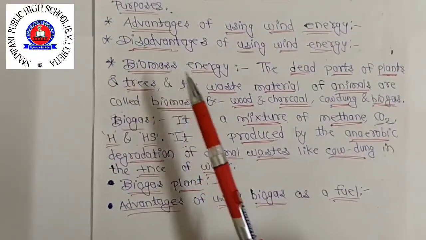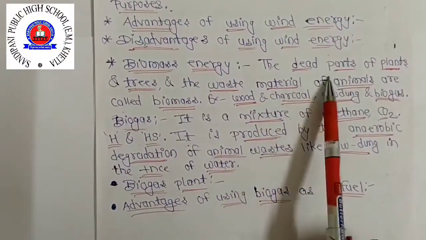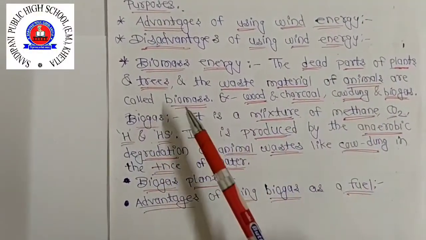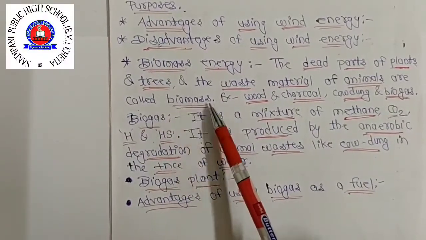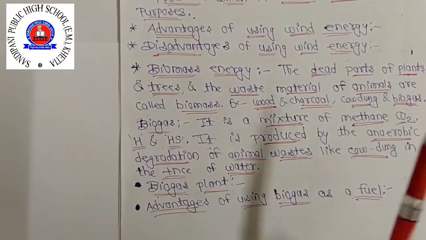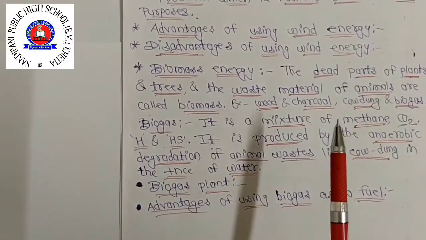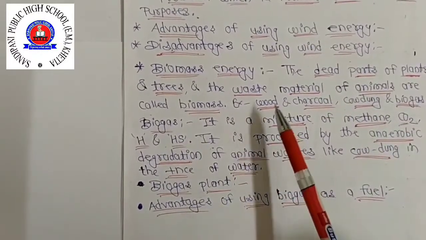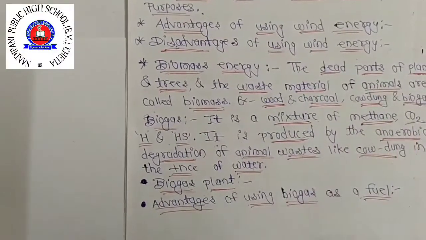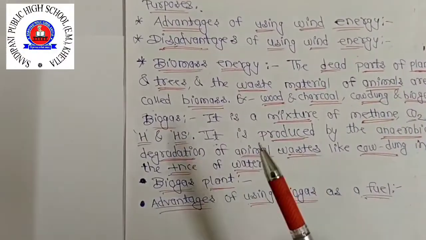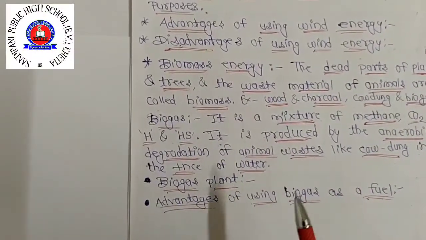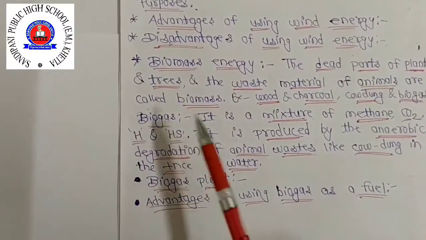Now the next energy is biomass energy. The dead plants and trees and the waste material of animals are called biomass. Bio means what? Life, and mass means weight. So biomass is the organic matter which is used as fuel to produce energy. Biomass includes wood, charcoal, cow dung and biogas. Biomass is a renewable source of energy because it is obtained from plants or animals which can be produced again and again. In that we study biogas.